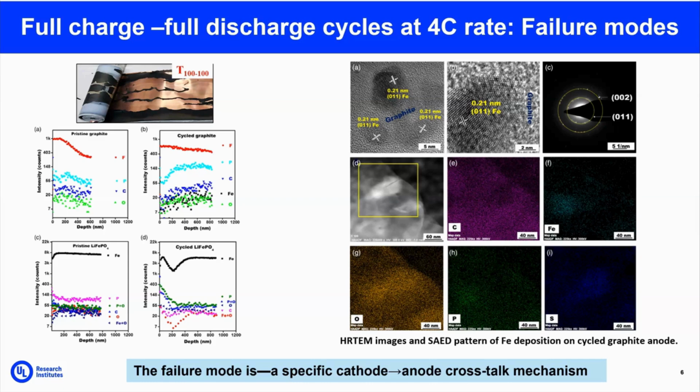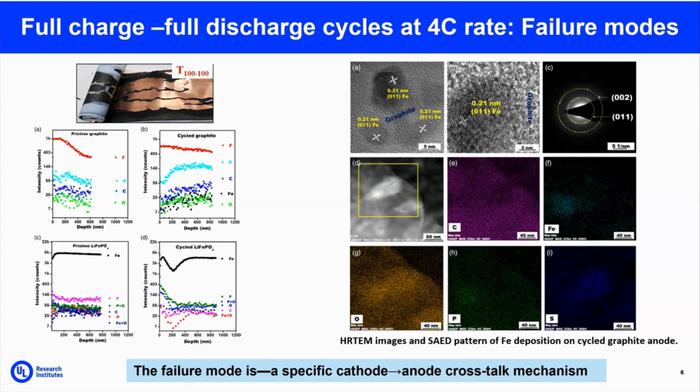So these two analyses clearly indicate that the iron, which is the transition metal in the cathode, was leached out, and then it migrated to the electrolyte system and then deposited on the surface of the anode.